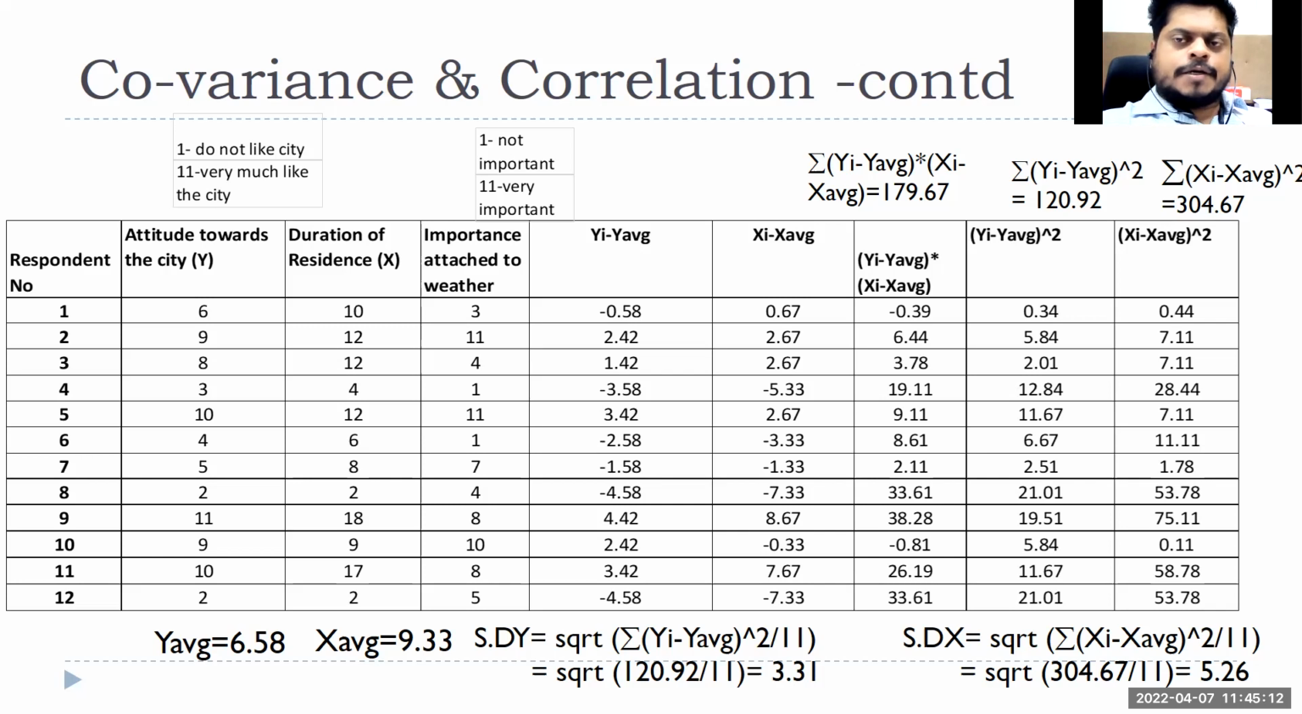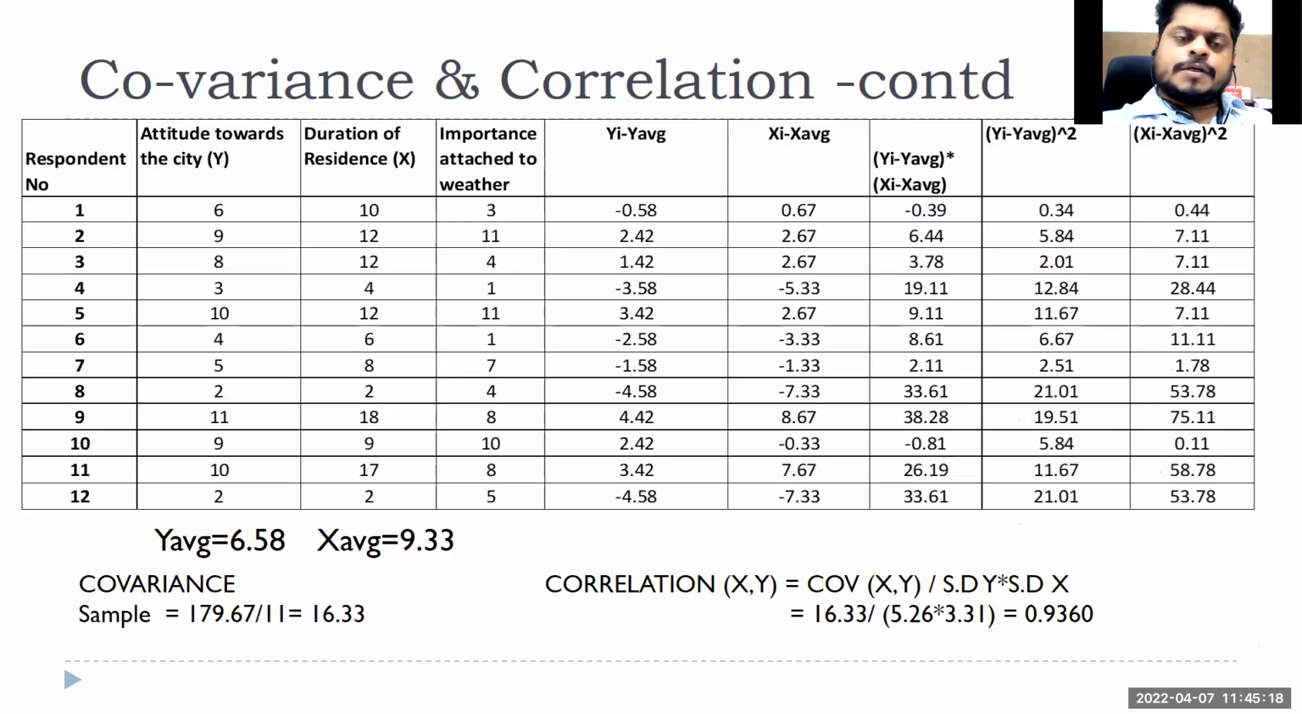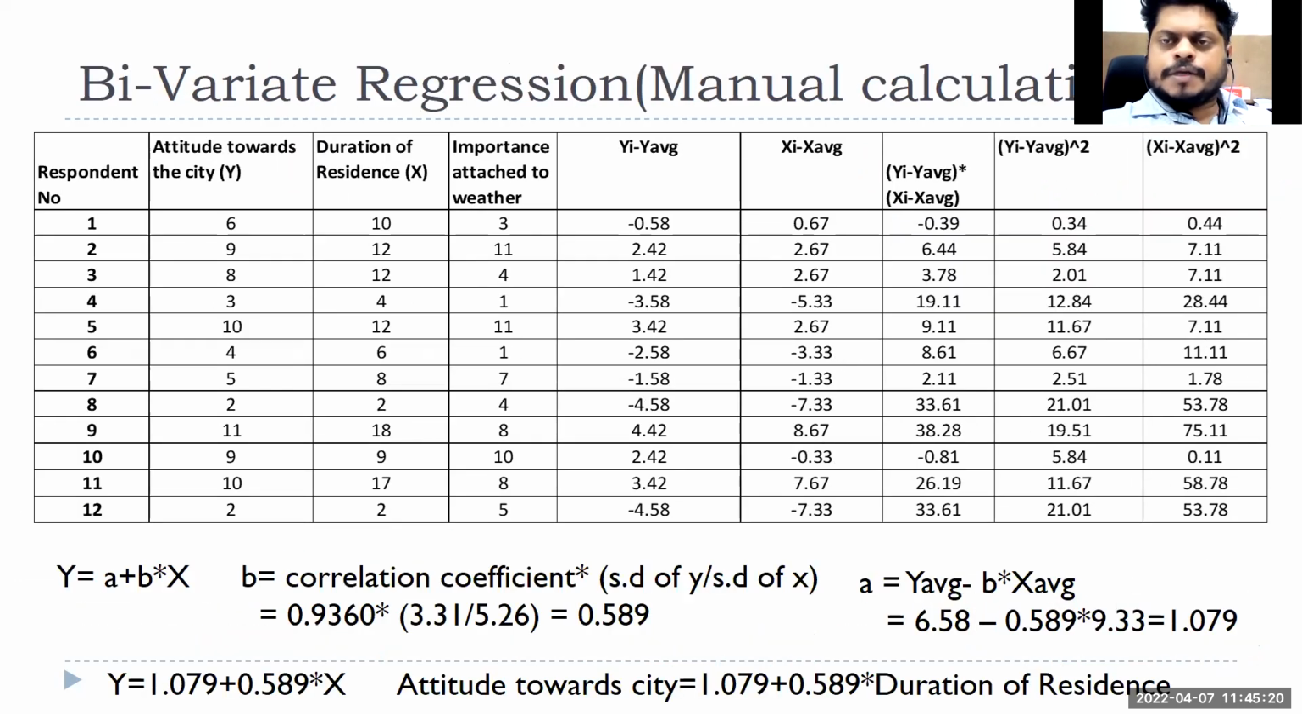Regression is valid within the range of your independent variables, right? So the equation that I built, 1.079 plus 0.6x, is only valid within the range of my independent variable. Which is my independent variable? X, duration of residence, where the minimum value is 2 and the maximum value is 18. So this equation is valid.